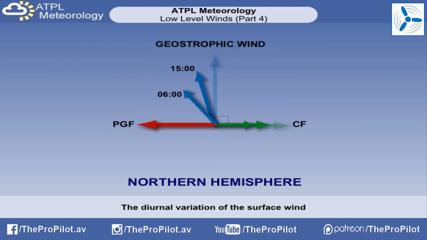The surface winds will simply move between these two extremes depending on the time of day. From 0600 onwards, the surface wind will increase in strength and move towards the 1500 position. But after 1500 hours, the wind will slowly return and move towards the 0600 position. The southern hemisphere images can be seen if you click on the button.